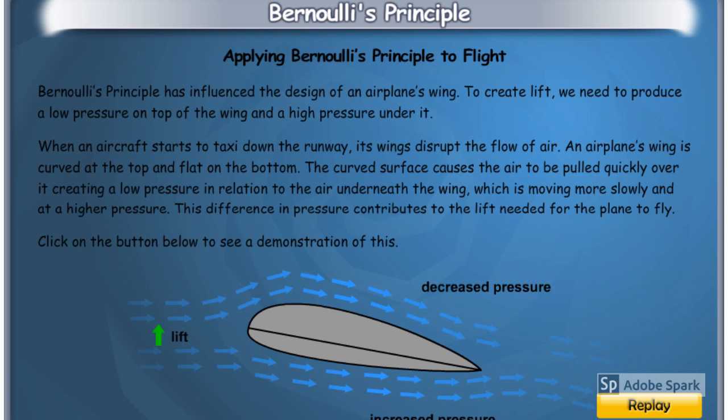When an aircraft starts to taxi down the runway, its wings disrupt the flow of air. An airplane's wing is curved at the top and flat on the bottom. The curved surface causes the air to be pulled quickly over it, creating a low pressure in relation to the air underneath the wing, which is moving more slowly and at a higher pressure. This difference in pressure contributes to the lift needed for the plane to fly.